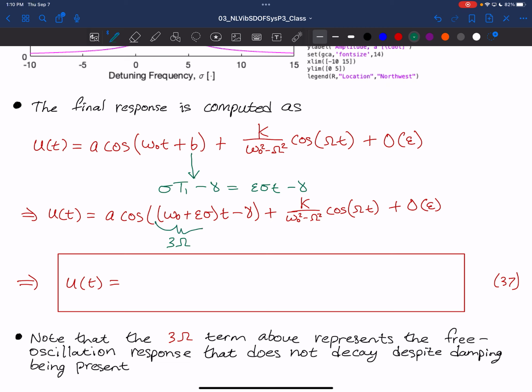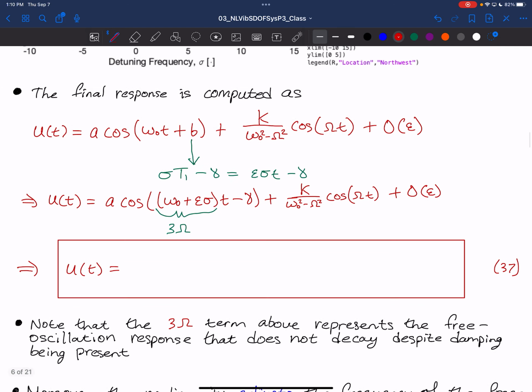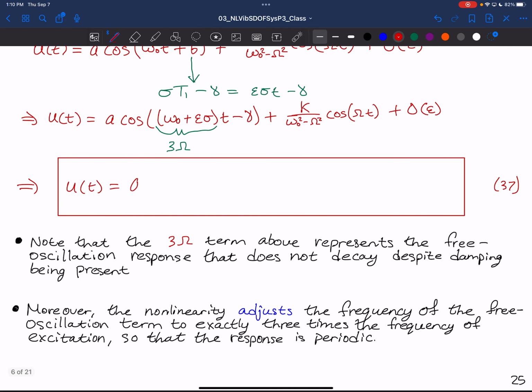But we already said that omega 0 plus epsilon sigma is equivalent to 3 capital omega, and therefore the final response ends up being A times the cosine of 3 times capital omega t minus gamma plus k over omega 0 squared minus capital omega squared times the cosine of capital omega t plus order epsilon.